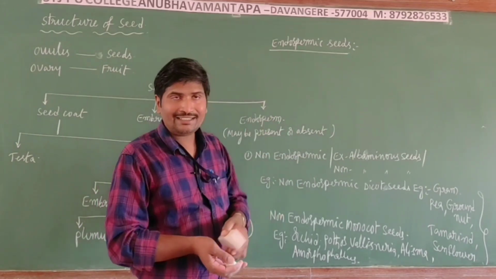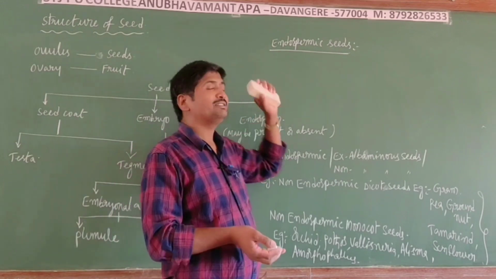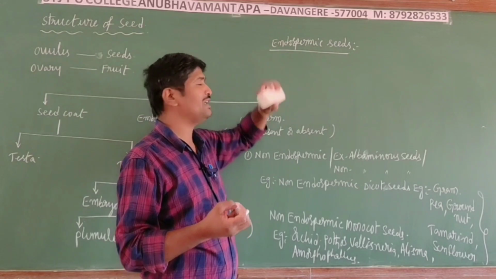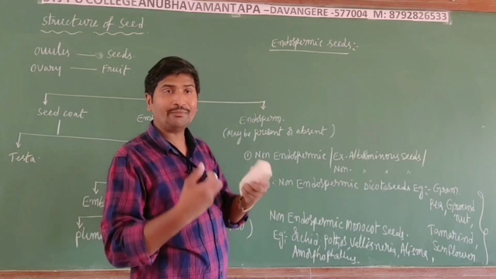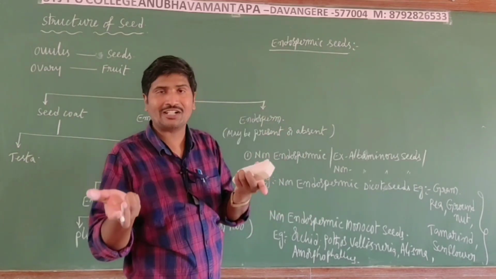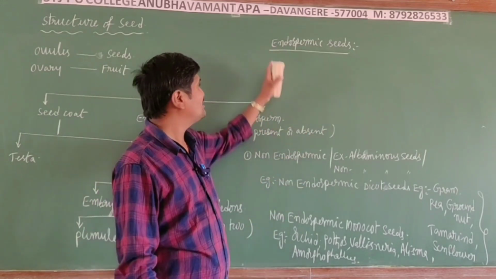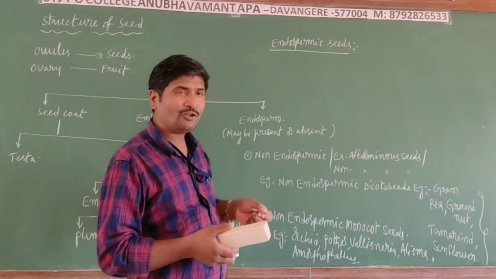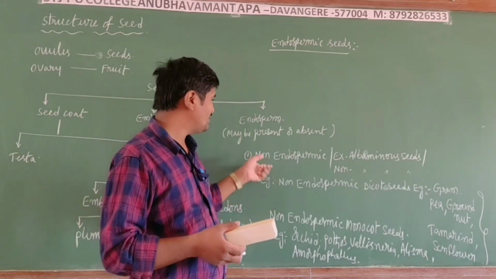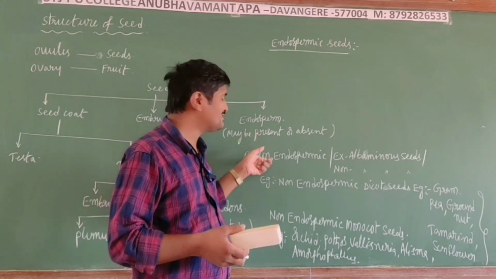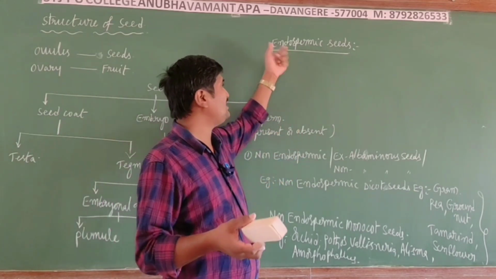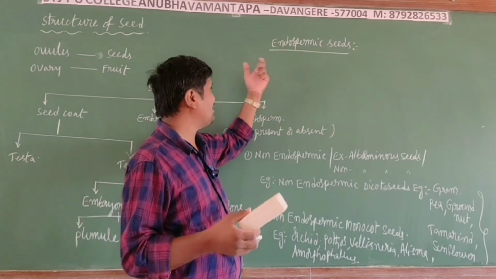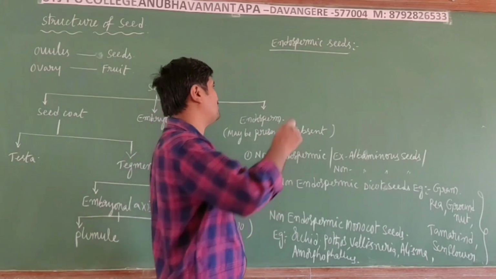Why do the seeds contain the endosperm? Here the developing embryo consumes only some amount of the nutrient tissue of the endosperm, and the remainder is retained in the seed structure. That's why it is known as an endospermic seed. So a very simple definition: non-endospermic means the seeds do not contain the endosperm; endospermic means the seeds contain the endosperm.